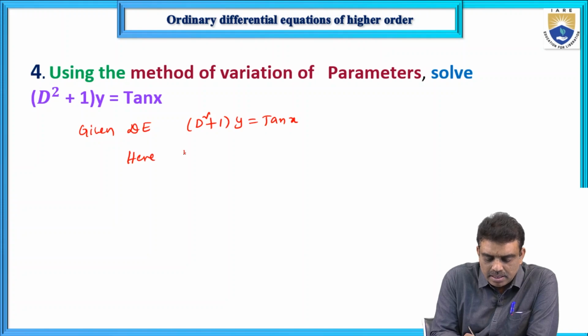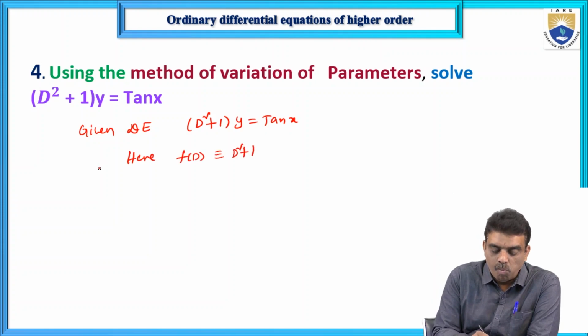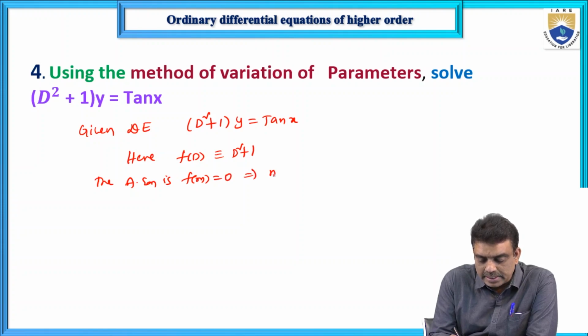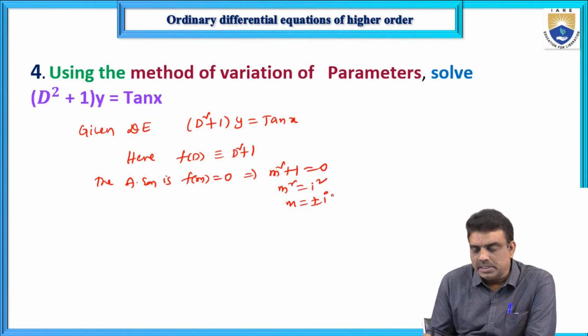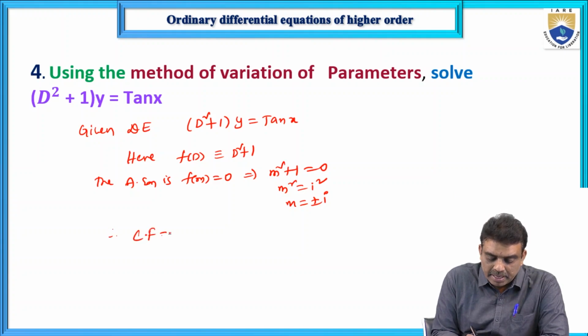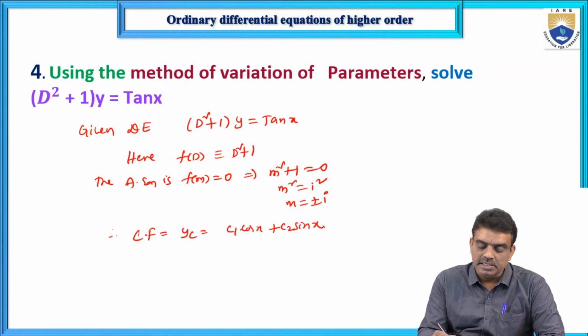And here, f of D is equal to D square plus 1. The auxiliary equation is f of m is equal to 0, that is m square plus 1 is equal to 0, m square is equal to i square, m is equal to plus or minus i. Then what is the complementary function? The complementary function yc is equal to c1 cos x plus c2 sin x. The roots are plus or minus i.